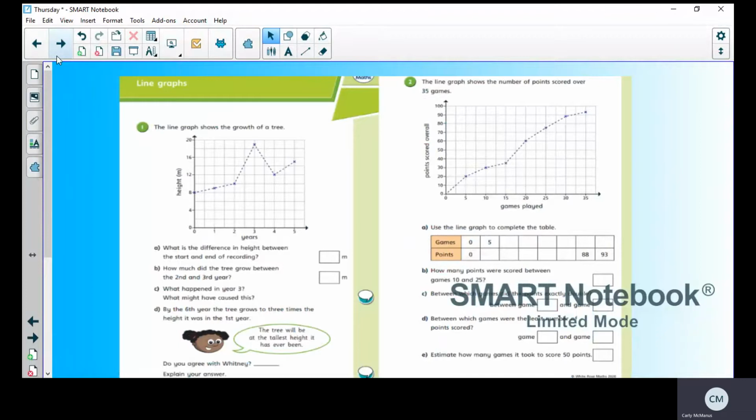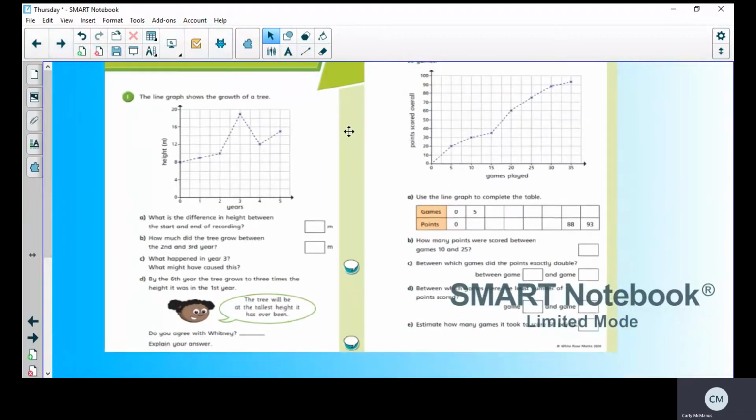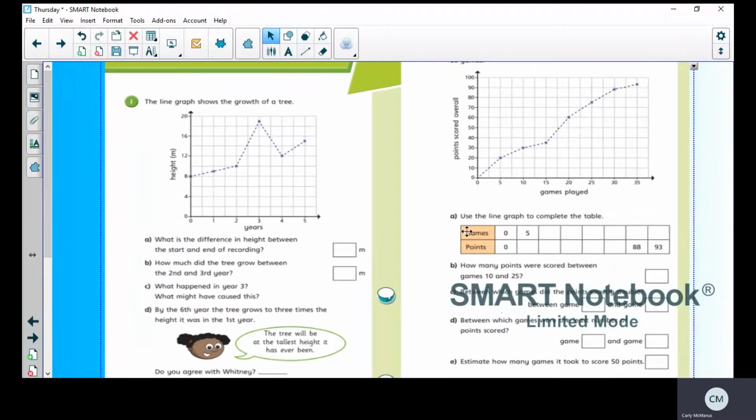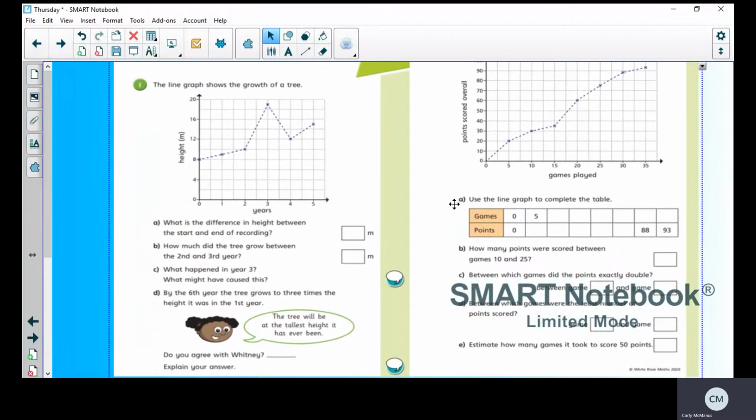And then this is today's work, so I'm just going to enlarge this so we can go through it, because this is the sheet you'll be doing today. So it says here the line graph shows the growth of a tree. So this is the height of the tree in meters and the years it's taken for that to happen. So what is the difference in the height between the start and the end of the recording? So obviously it started at 0 years and ended at 5. So what's the difference between the height?